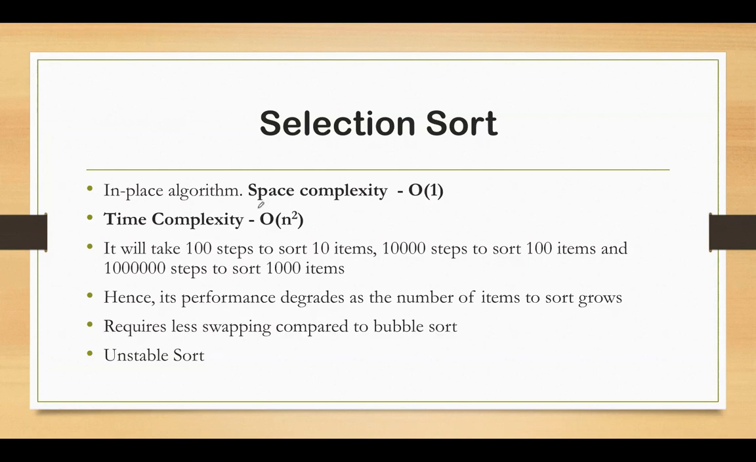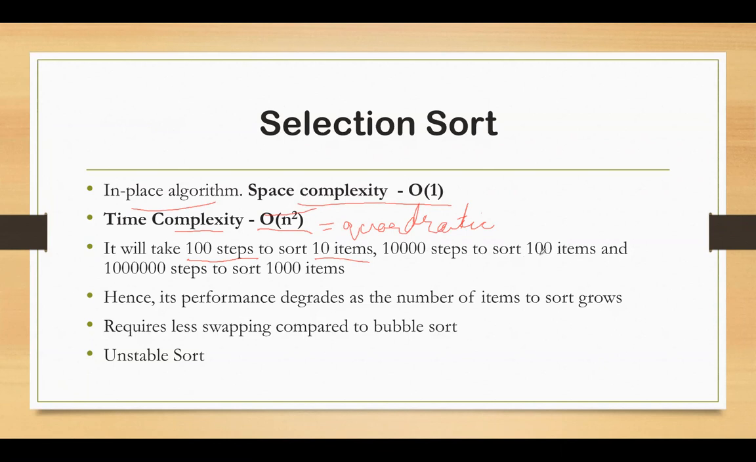Coming to a few properties of selection sort, its space complexity is big O of 1, which makes it an in-place algorithm. Its time complexity is big O of n square, which makes it a quadratic algorithm. Since it is quadratic, if we have to sort 10 items, then we have to make 100 steps of primitive operations to sort the elements.